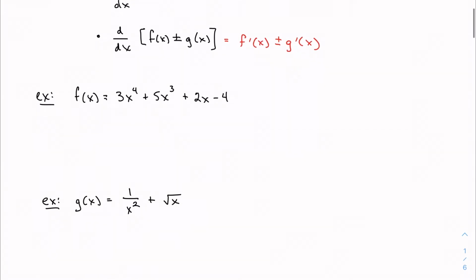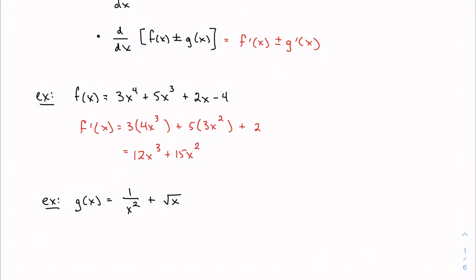So for example, with my function here, if I want to find the derivative, I'm just going to go term by term. So constant times the derivative of the function, right? So leave the coefficient out front and apply my power rule for x cubed. And I can just chain my terms together. So again, coefficient, lower the power, bring the power down front, lower the power by 1. My linear terms just leave me with the coefficient, and the derivative of a constant is 0. So when I simplify this, I get 12x cubed plus 15x squared plus 2.